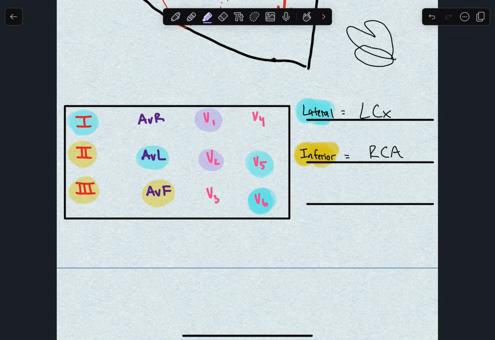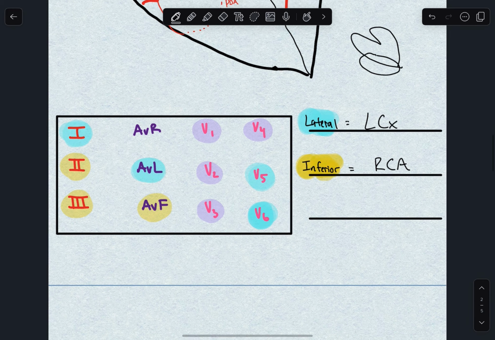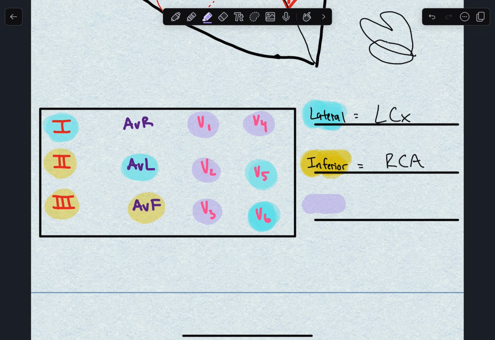Lastly, we have our anterior leads. I also drew in the septum on the heart on the diagram to relay the point that the LAD covers the interventricular septum as well. Its other name is also the interventricular artery. So, our anterior leads are associated with the left anterior descending artery.